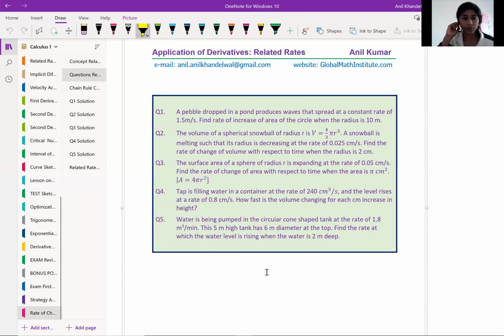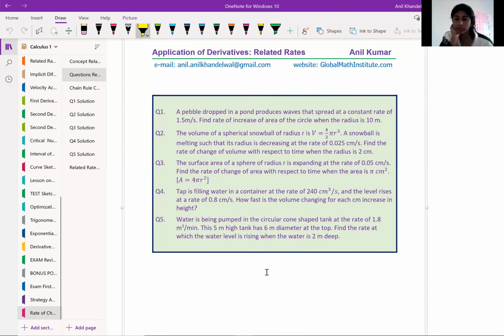A pebble dropped in a pond produces waves that spread at a constant rate of 1.5 meters per second. Find the rate of increase of the area of the circle when the radius is 10 meters. So in this particular question, can you relate area with radius of a circle? Area is pi r squared, correct? So this is a related, simple problem.